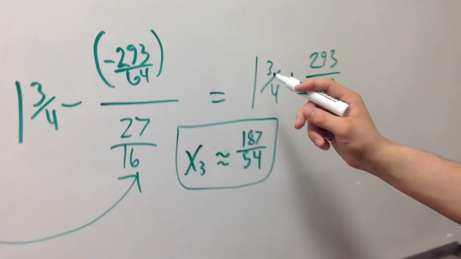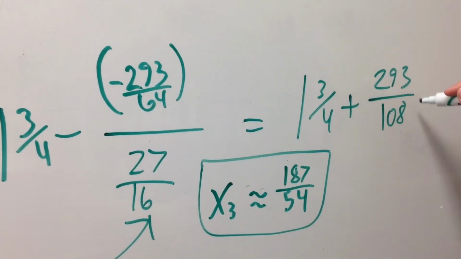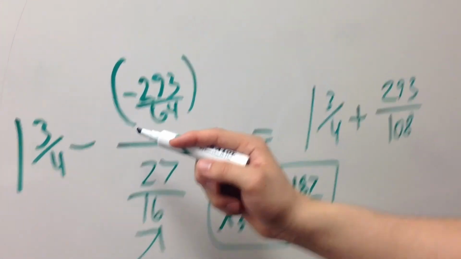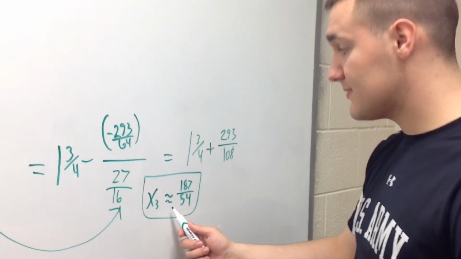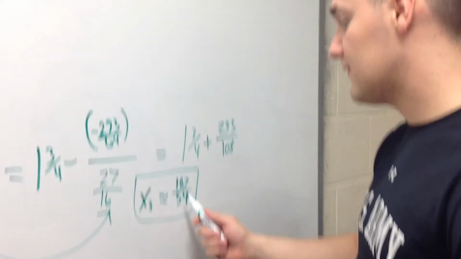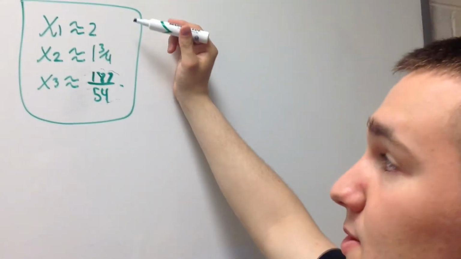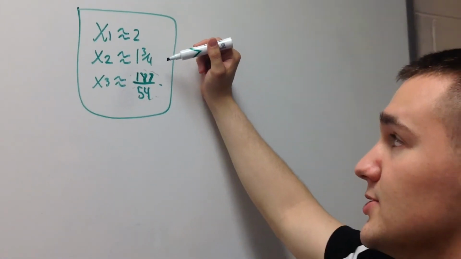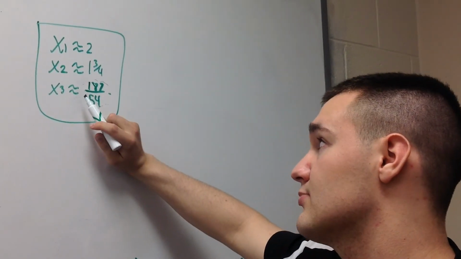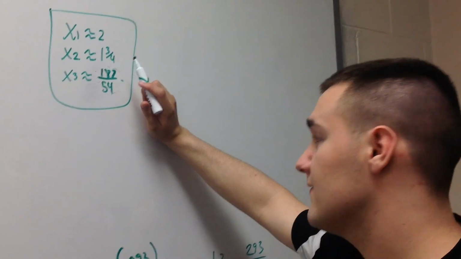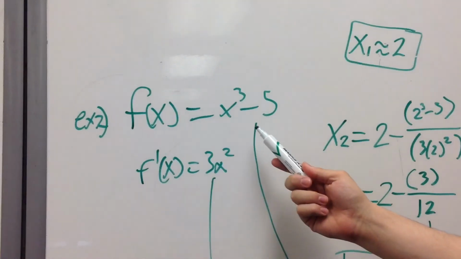You do some more math, and then you get 1 3/4 plus 293 divided by 108. Because remember, two negatives, you will get a positive. So now our x3 is approximately 187 divided by 54 after you add these two. So now we have our three approximations. Our x1 point is at 2. Our x2 point is approximately 1 3/4. And our x3 point is approximately 187 divided by 54. And those are your approximations for the equation x cubed minus 5.